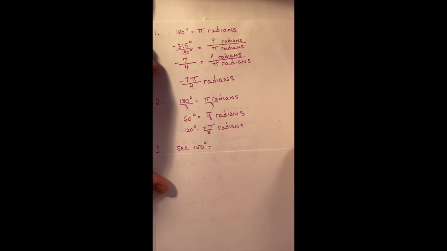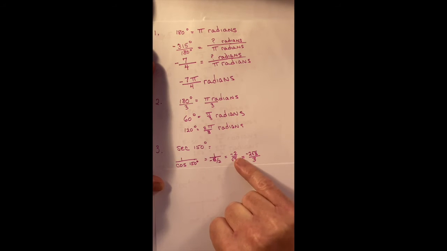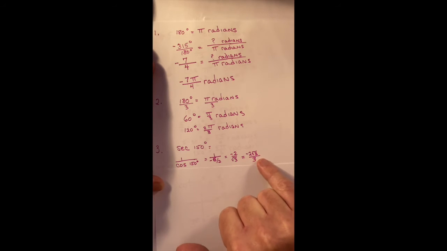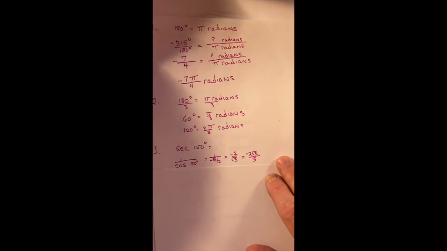Secant of 150 degrees, that is the reciprocal function of the cosine. So it's 1 over cosine of 150 degrees. The cosine of 150 degrees is negative square root of 3 over 2. If you flip that over, you get negative 2 over square root of 3. And if you rationalize the denominator here, you get negative 2 square root of 3 over 3. And that is the answer to that.